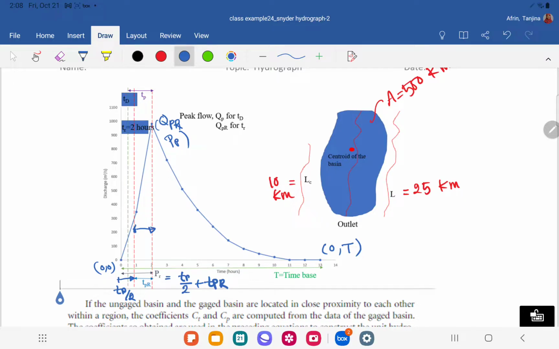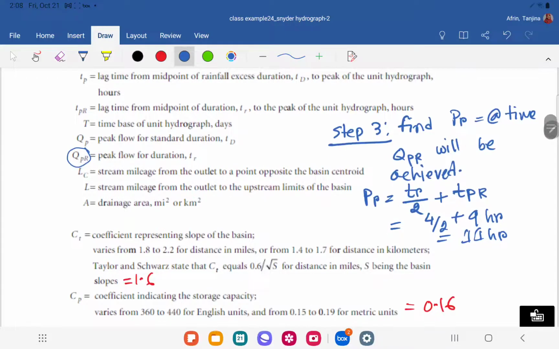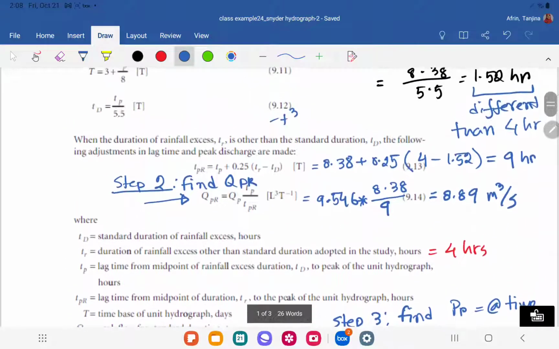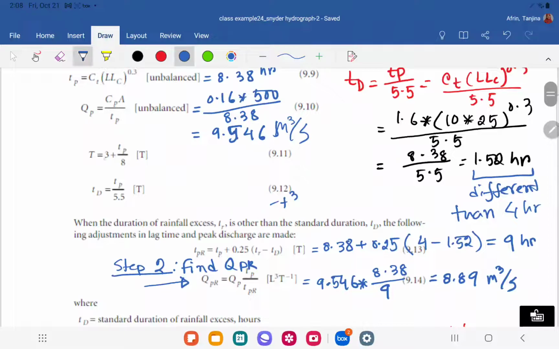Okay, so we need to find out the time base T. So how can we find out the time base T? Let's find out the time base of the unit hydrograph, which is 3 plus TP over 8. So that is our step 3, find T.